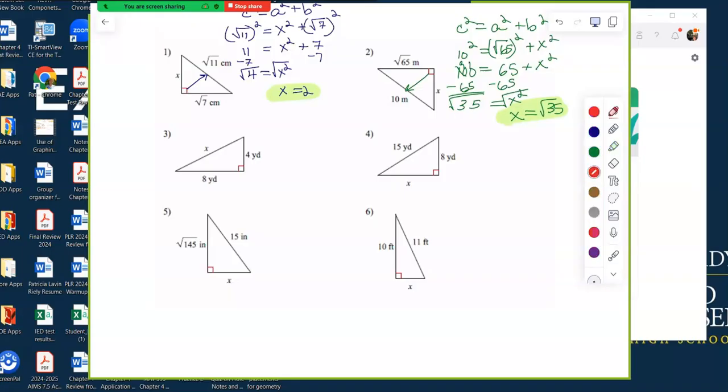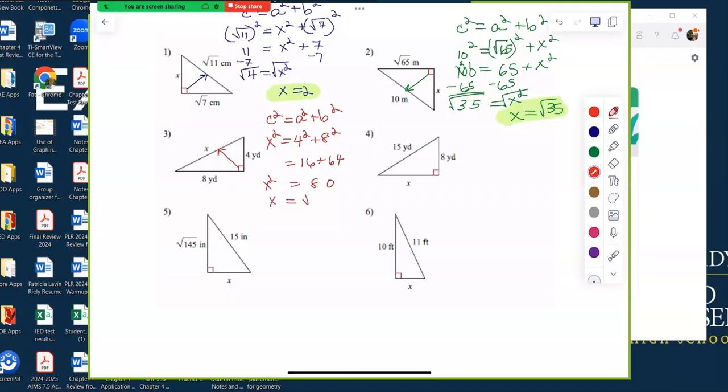Next one, I'm seeing that the missing side is the hypotenuse. So since I know c squared, which is the biggest side, equals a squared plus b squared, c squared is going to be my x squared, equals 4 squared plus 8 squared. 4 squared is 16, 8 squared is 64. 16 plus 64 is 80. So x squared is 80.